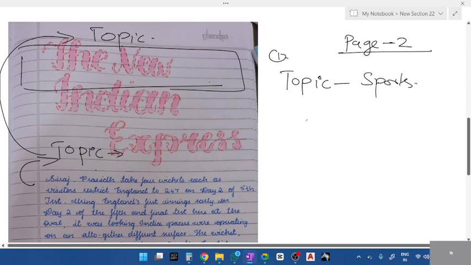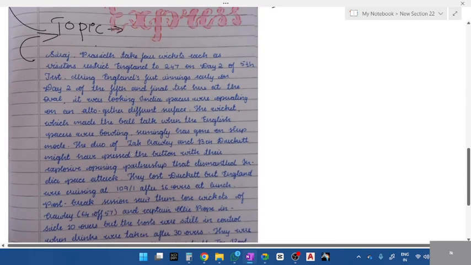Use stencils, 2 lines. Below that, write the newspaper name, the New Indian Express. Write it. Then below that, start writing. And Lemula, your handwriting is neat. All this is fine. Why didn't you give space?